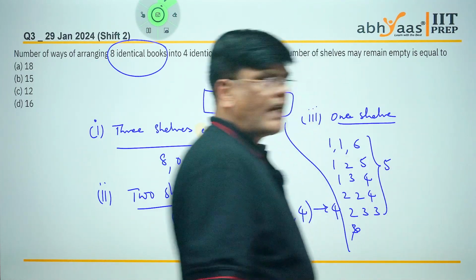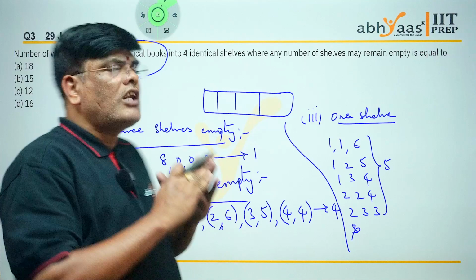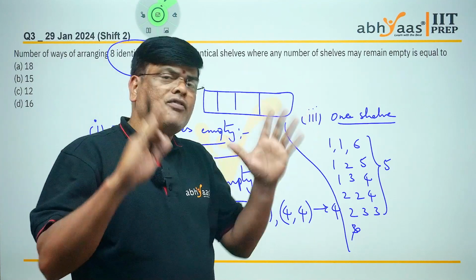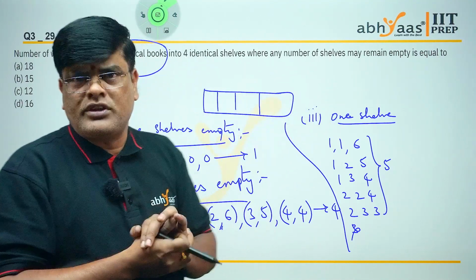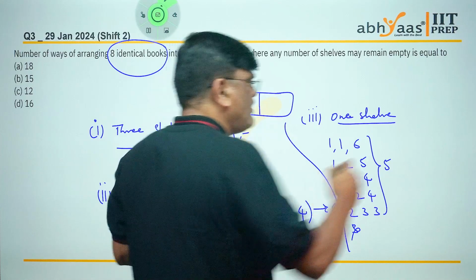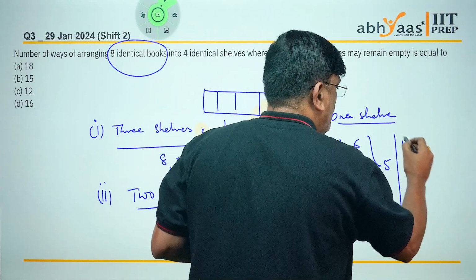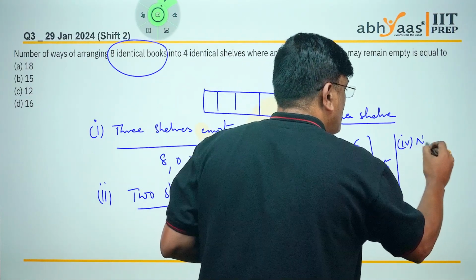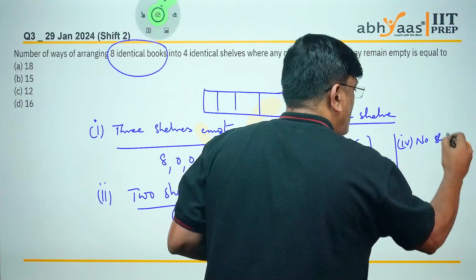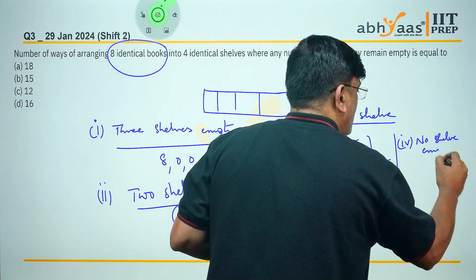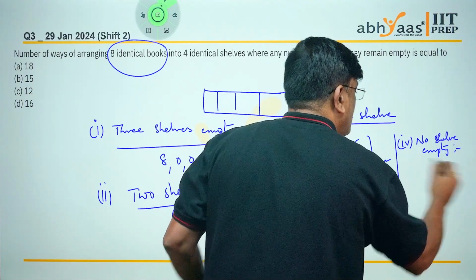Okay. Next, now I am taking no shelf empty. That means I am filling each shelf with at least one book. Now in this case, how many ways will we see? This is the 4th one: no shelf is empty. Now in this, what are the cases here?